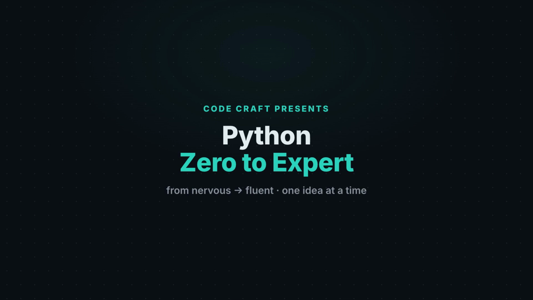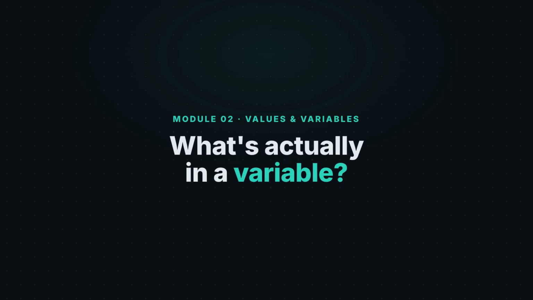Last time, you learned to run and read any project. Today, we go smaller, all the way down to the tiniest thing in Python, a single value. Okay, Module 2. Every program you'll ever write is really just values moving around. A name, a number, a yes or no. So let's get what a value actually is and how variables hold them.